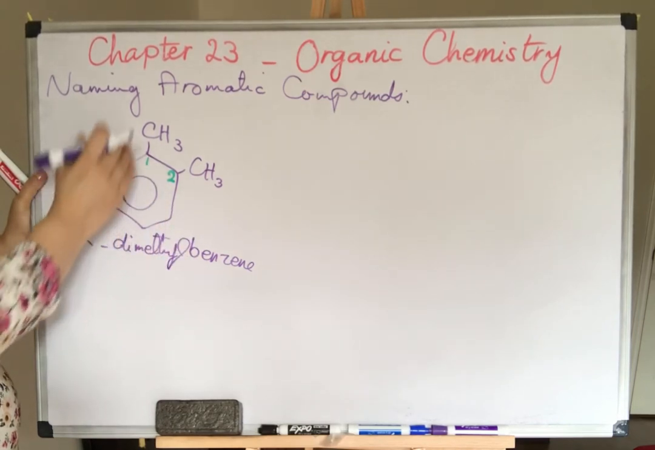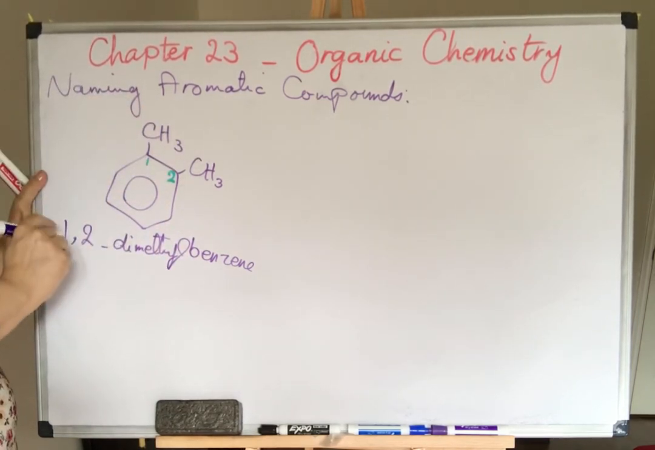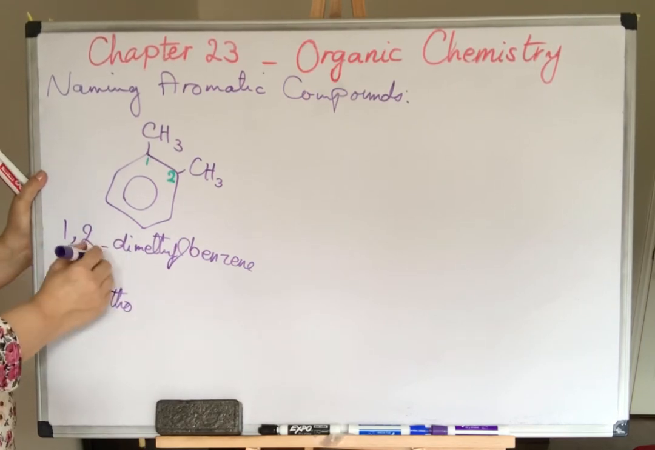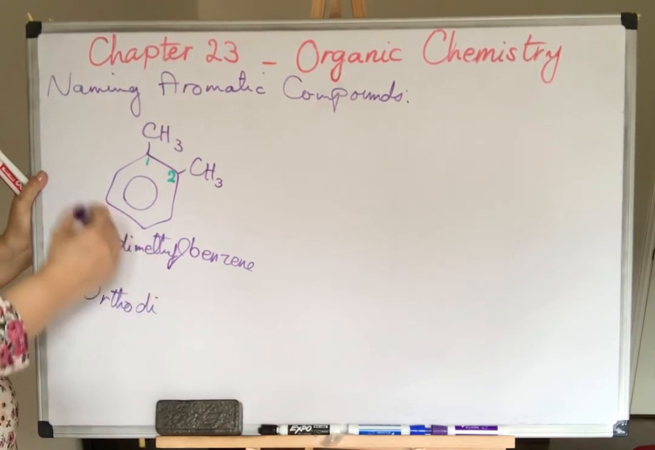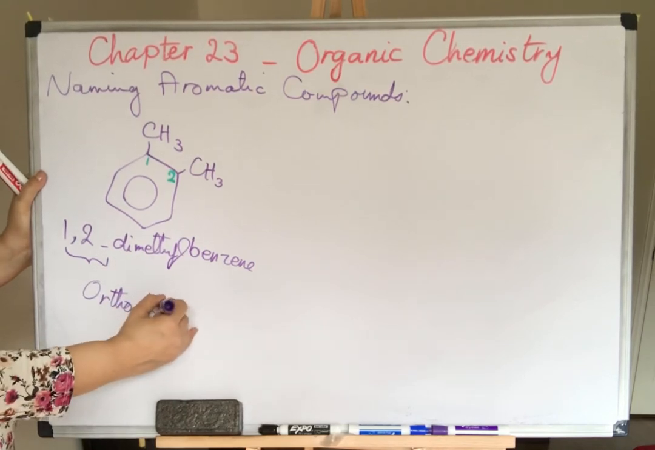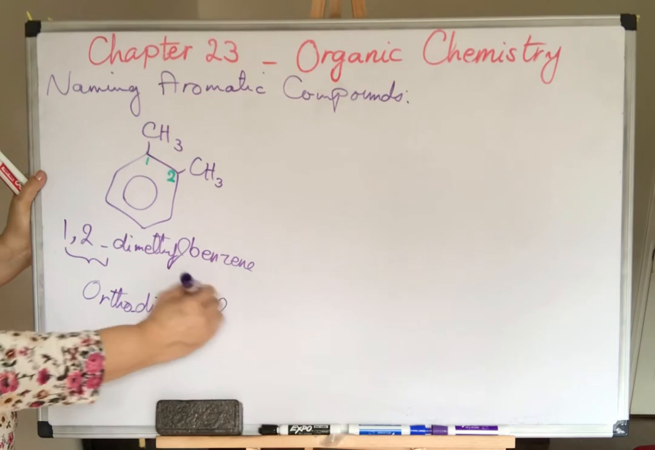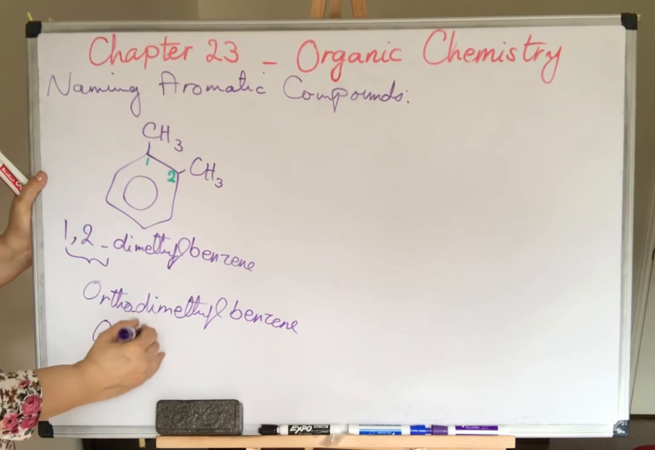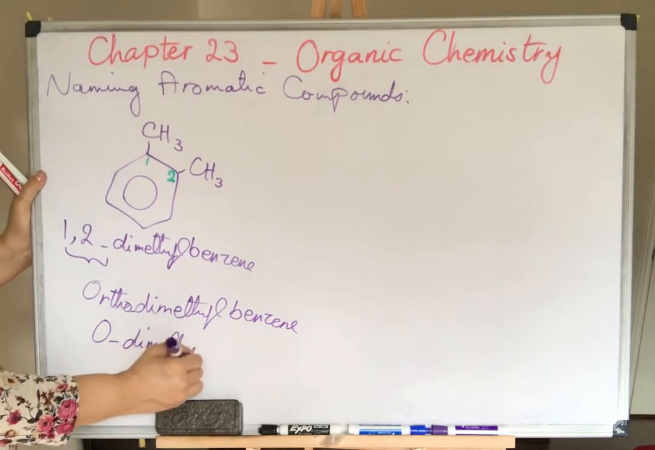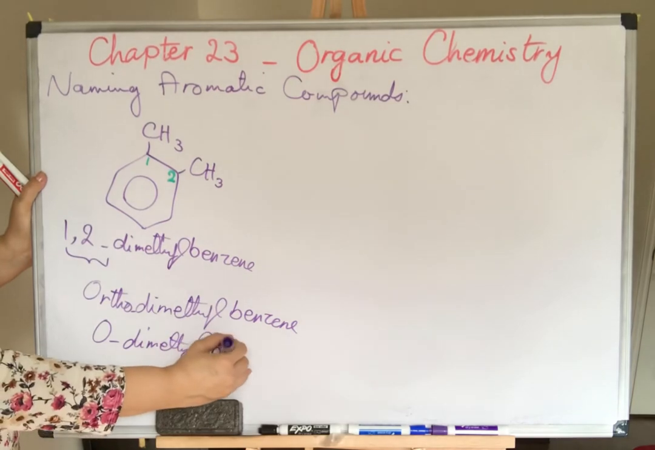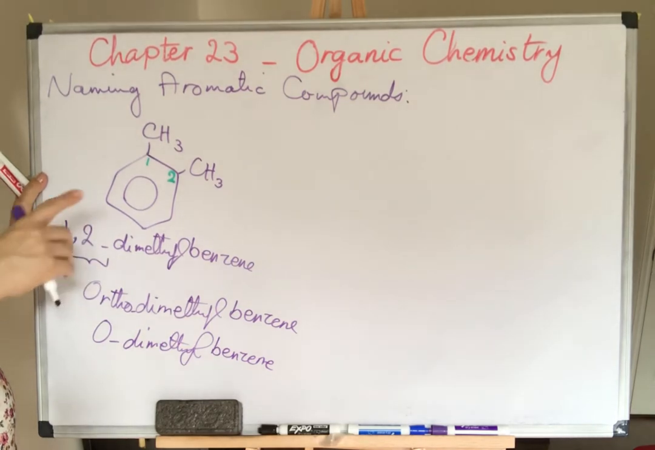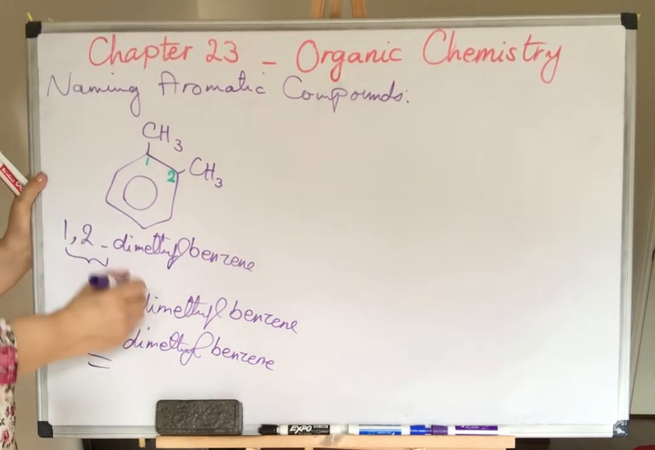Because this is benzene and you have methyl groups, 2 of them on the 1 and 2, instead of 1 and 2 di, you call it ortho dimethyl benzene. Or more abbreviated, if you need to use it, it's just O. Dimethyl benzene means ortho, means 1 and 2. So for di-substituted, or when you have 2 branches, we normally do not bring the numbers. We go with the ortho.